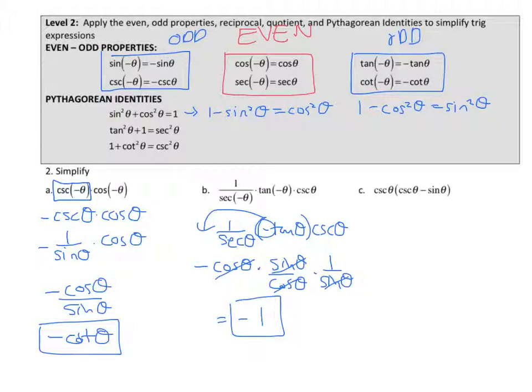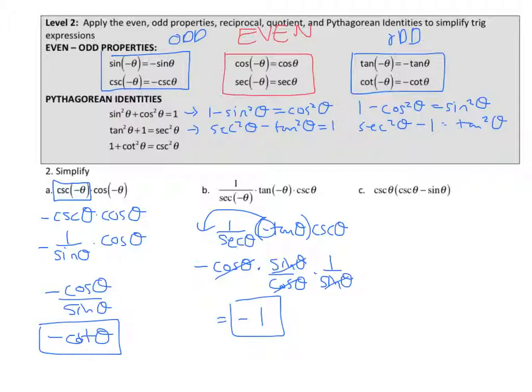And with our other two Pythagorean identities, we could rearrange those also. So tangent squared theta plus 1 equals secant squared theta. I could rewrite that one as secant squared theta minus tangent squared theta equals 1. Or I could write it as secant squared theta minus 1 equals tangent squared theta.